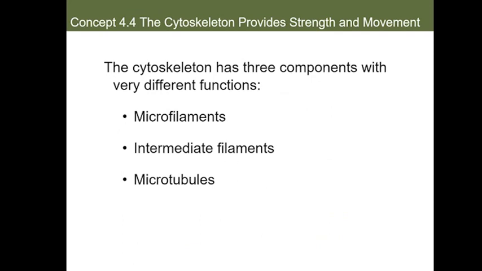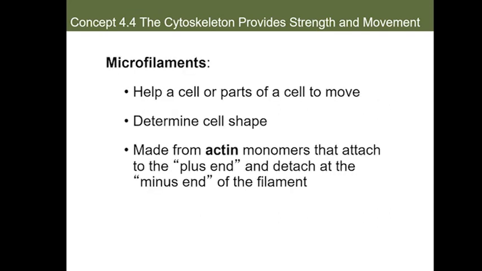So the cytoskeleton has 3 components with very different functions: microfilaments, intermediate filaments, and microtubules. So the first one, microfilaments. They help a cell or parts of a cell to move. They determine cell shape, and they're made from actin monomers.